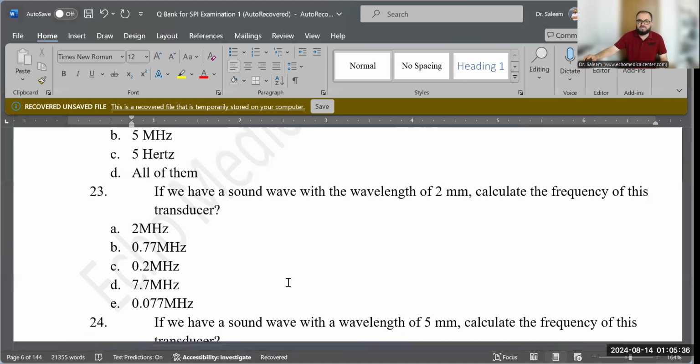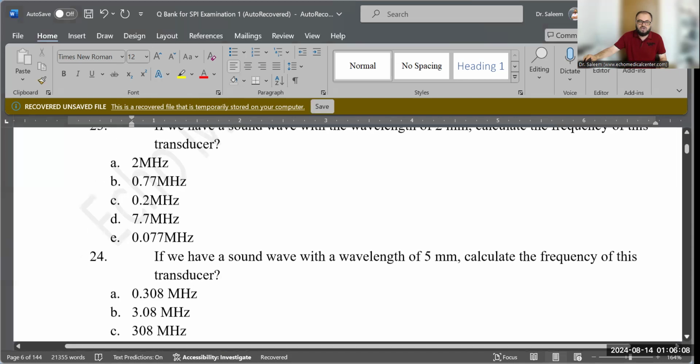Good job. You're absolutely right. Because the formula is frequency is equal to the propagation speed of the sound in soft tissue divided by the lambda or wavelength. So wavelength is the denominator. We know the propagation speed of the sound normal, that is 1.54 millimeter per microsecond. So that 1.54 millimeter divided by 2, and I believe that will give you 0.77 megahertz. Absolutely correct answer. Now let's go to the next question.